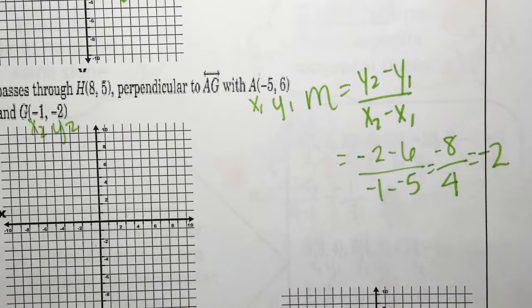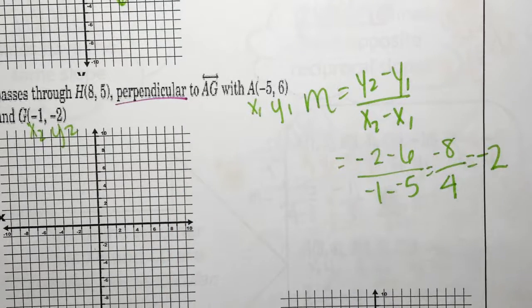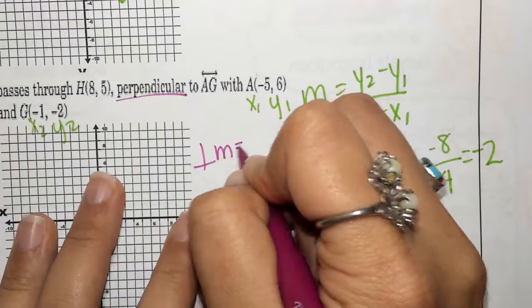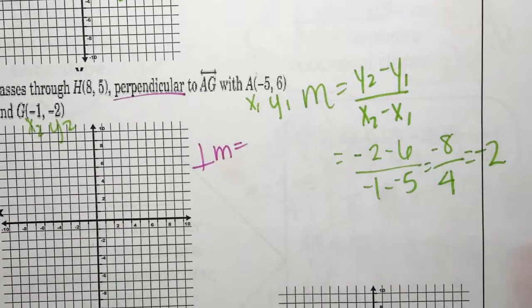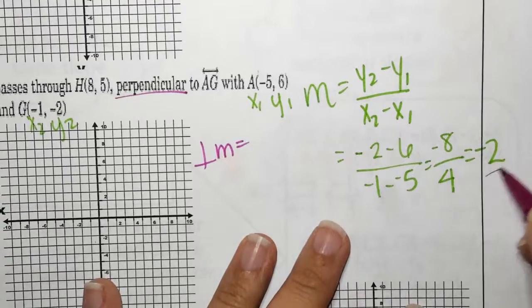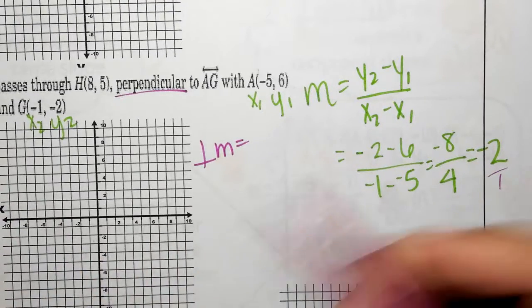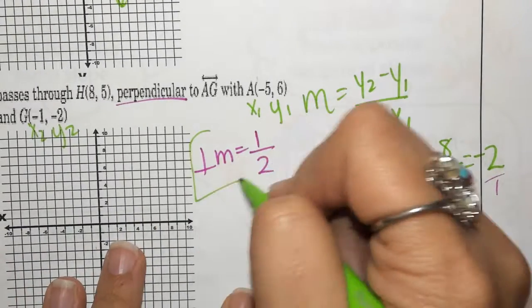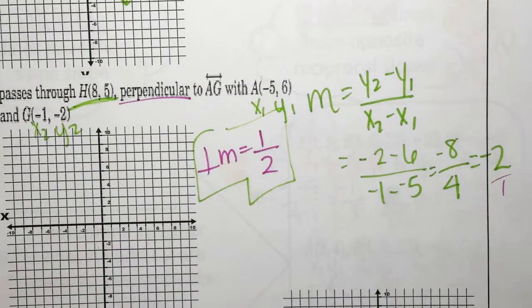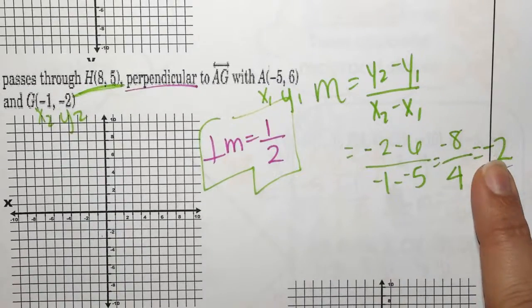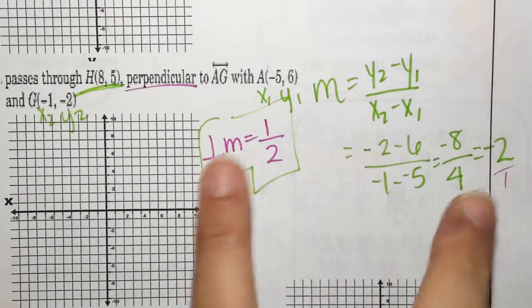Now, for them to be perpendicular, what kind of slope should they have? Opposite reciprocals. What happens if you flip negative 2 over 1? It becomes 1/2. So you're going to use this slope and this point. Would it be 1/2 or negative 1/2? Positive 1/2, because this is negative 2, and you need opposite reciprocals. So you need opposite signs, and you need to flip it.